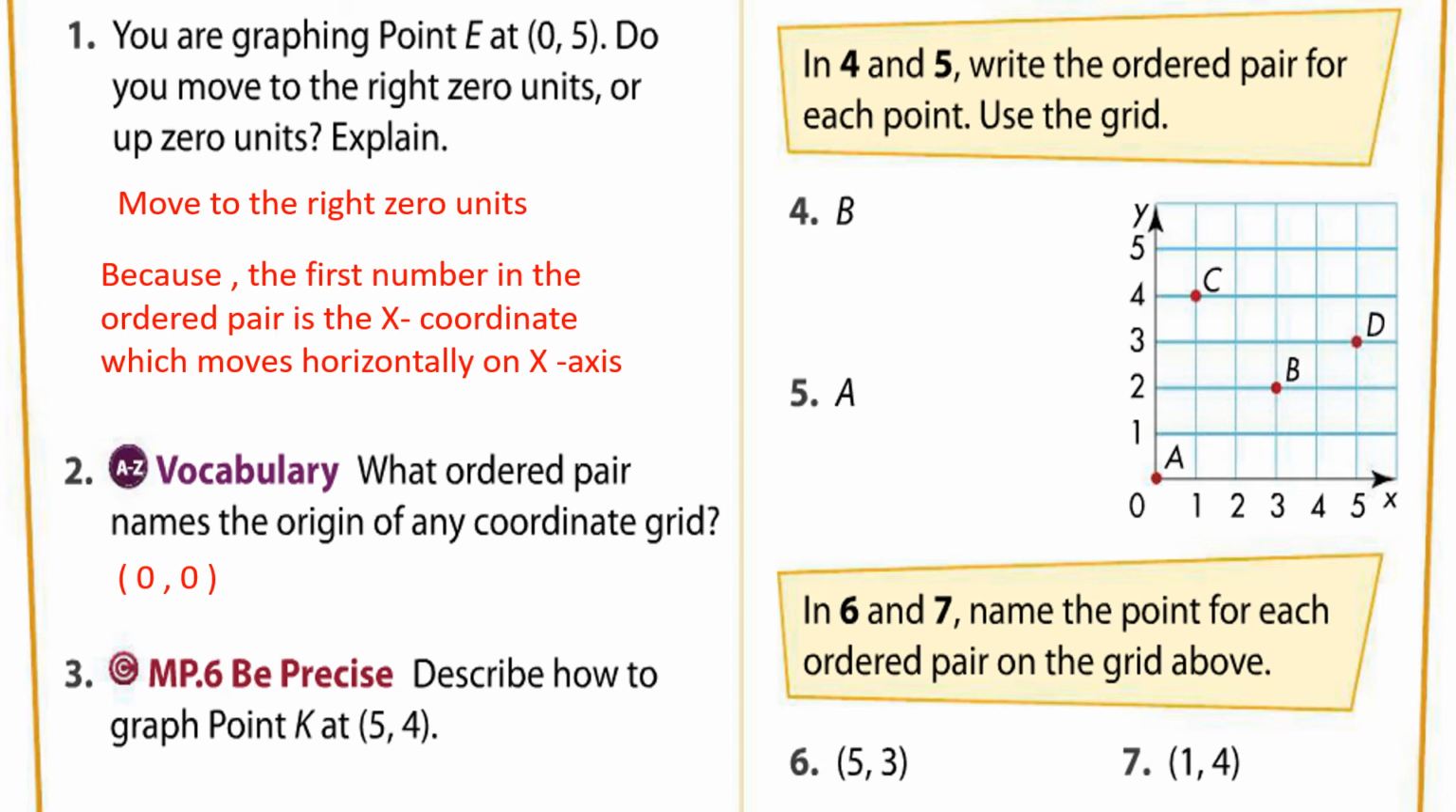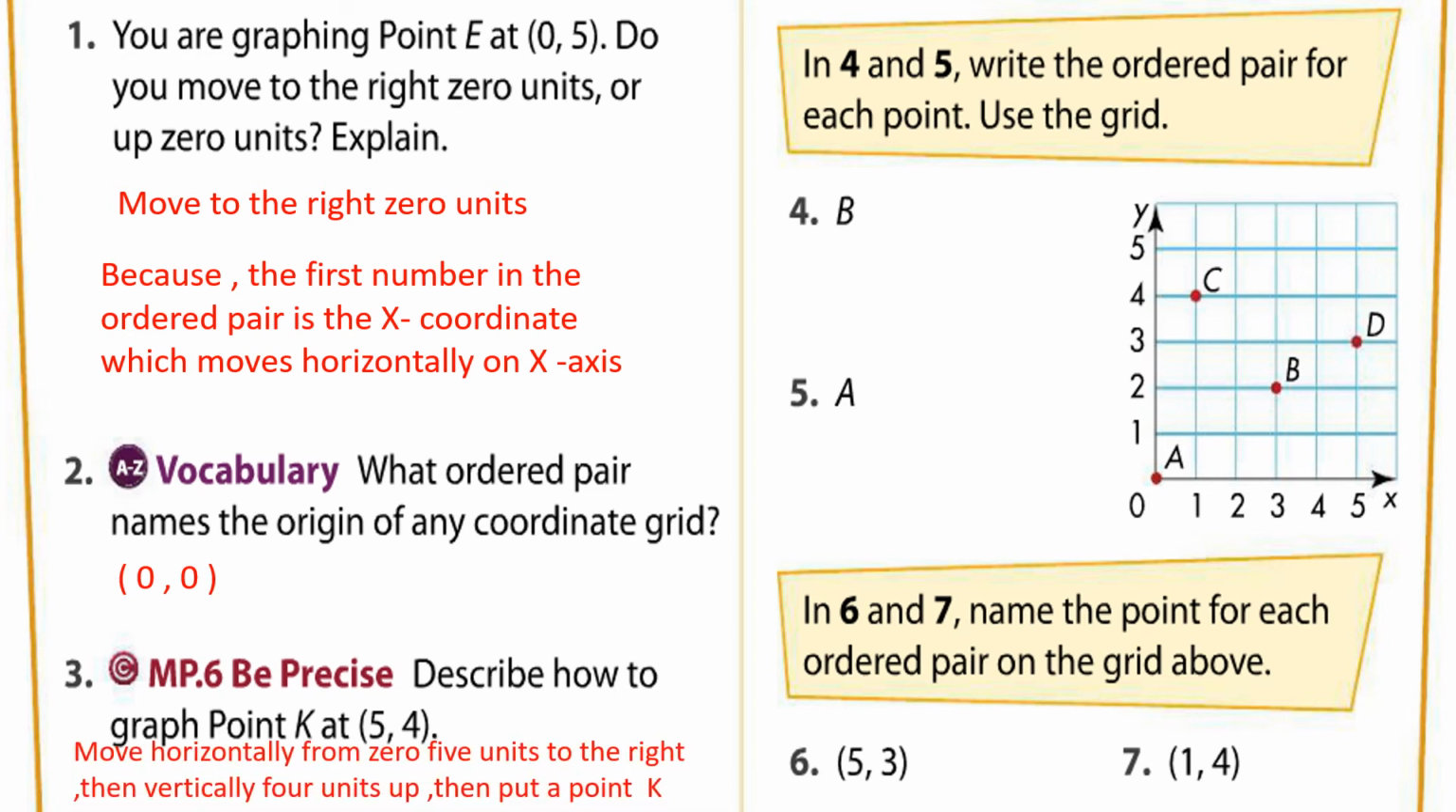As I said to you before, the first number tells me to move horizontally on the x-axis, how many units according to the point, and the second number, which is the y coordinate, tells me to move vertically, how many units according to the point. So for the point K, which is 5 and 4, move horizontally from 0, 5 units to the right, then vertically 4 units up, then put a point K, which refers to the point 5 and 4.